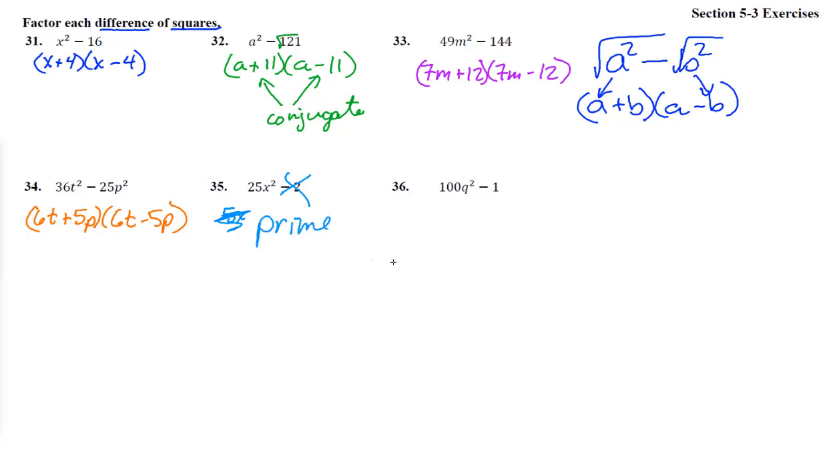Prime. Doesn't go anywhere. And this one, the square root of that is 10q. The square root of that is 1. So 10q minus 1, 10q plus 1. Excellent.